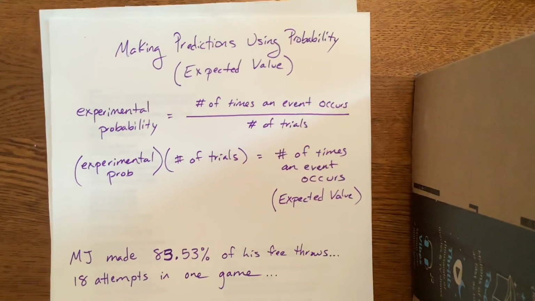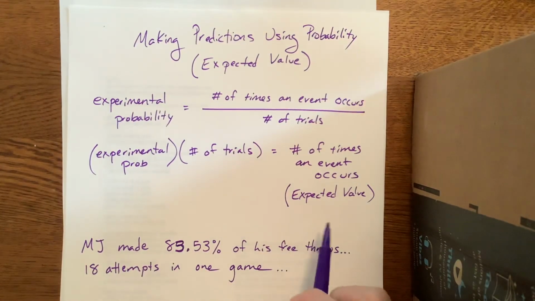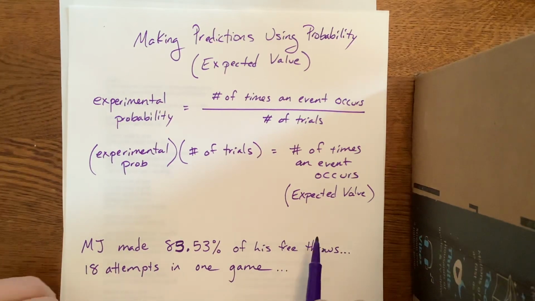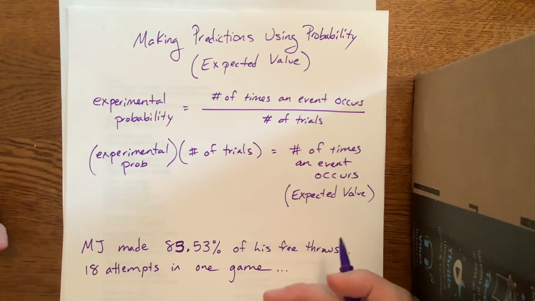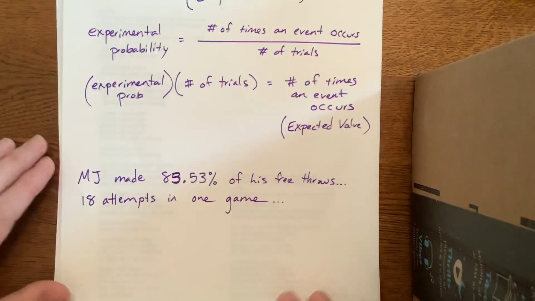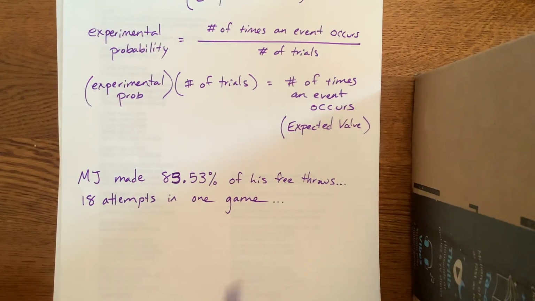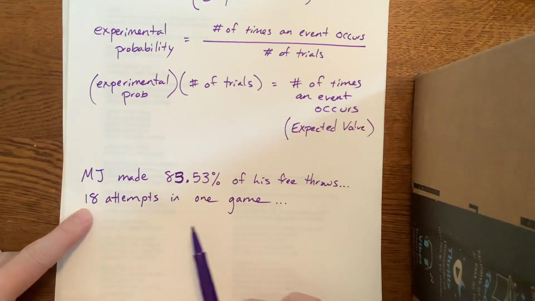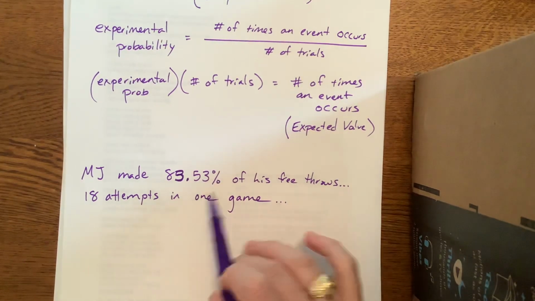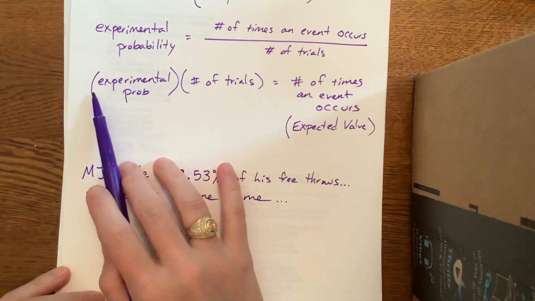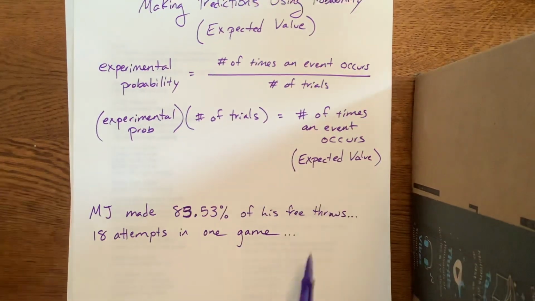Okay, just because it's the expected value doesn't necessarily mean that life plays out the way that probability would expect, but that's why we call it the expected value. So here's an example. Michael Jordan apparently made 83.53% of his free throws. If he has 18 attempts in one game, if he gets up to the line 18 times, how many can we expect him to make? Well, we basically just have the experimental probability times his number of trials, and then we can come up with the expected value.